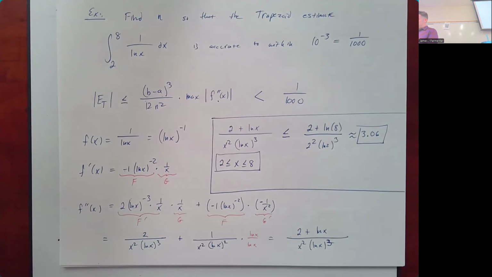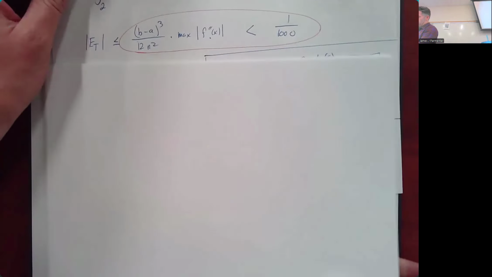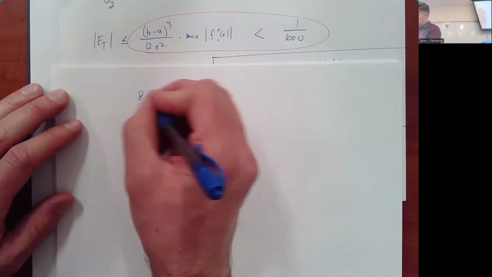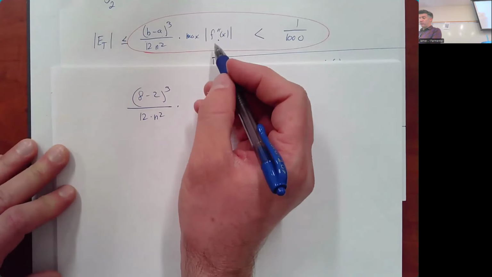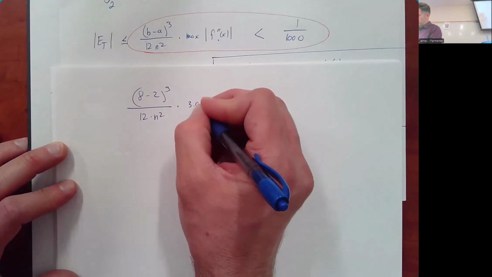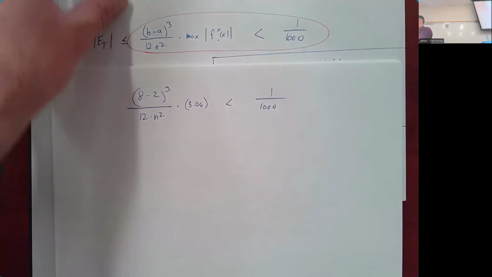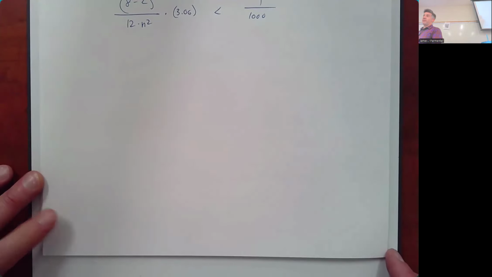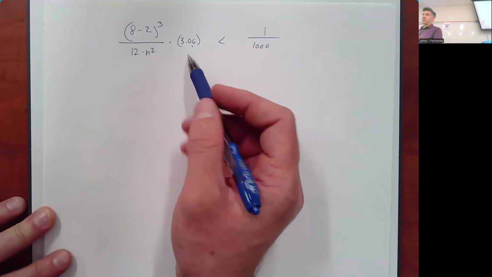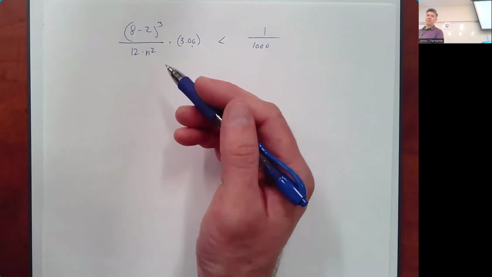All right, so then we're back to this, right? We were in the situation here. We wanted to figure out what was going on with this. And now we're going to say that we have (b minus a) cubed, so (8 minus 2) cubed, over 12n squared times the maximum of the absolute value of the second derivative, which we just found to be 3.06. And we want that to be less than 1/1000. It's totally fine that this maximum is too big, right? The actual maximum of that second derivative is almost definitely smaller than that, but we don't really care.